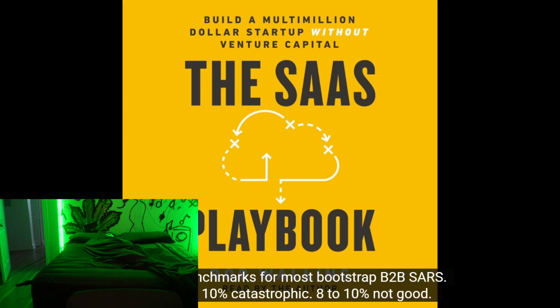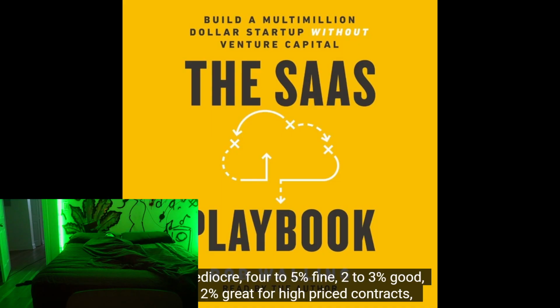Churn benchmarks for most bootstrapped B2B SaaS: greater than 10%, catastrophic. 8 to 10%, not good. 6 to 7%, mediocre. 4 to 5%, fine. 2 to 3%, good. Less than 2%, great.